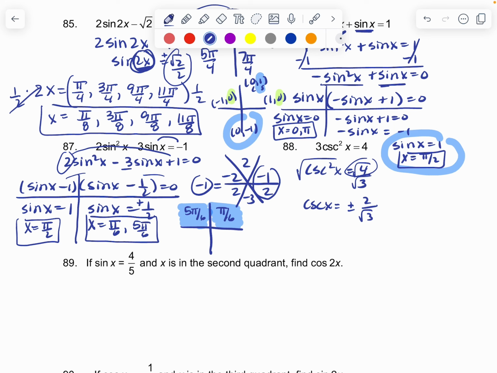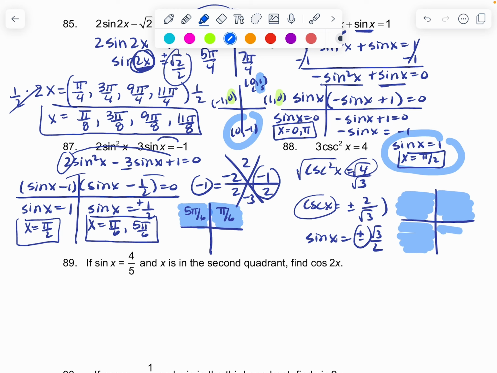Now look, don't rush to rationalize this. Let's look at what we have here. Cosecant is the flip of sine. So if I just flip both sides, I'm going to get sine of x equals, I'm going to flip this, plus or minus radical 3 over 2. So it kind of rationalized itself, which is kind of nice. Now again, I've got this plus or minus issue. Remember, if I have a positive or a negative, it's going to end up in all 4 quadrants, okay?